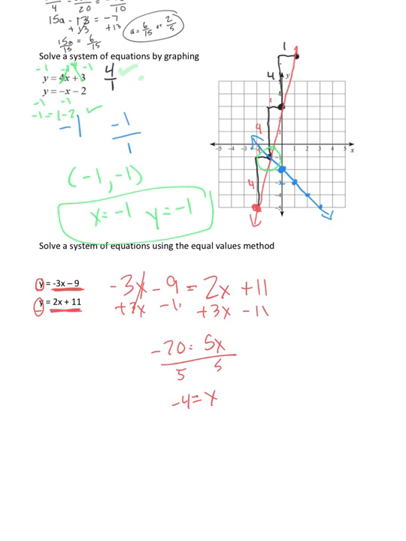So if I did -3 times -4 minus 9, that's the first equation. That's equal to 12. 12 minus 9 is equal to 3. So y is equal to 3. And it would work the same way if I would have put it in the second equation.